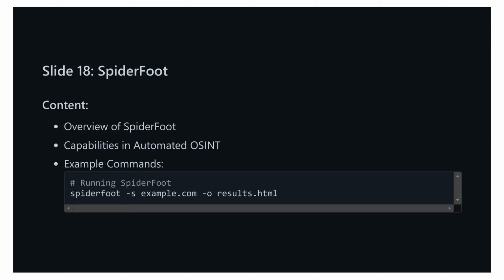To illustrate Spiderfoot in action, let's consider an example command: spiderfoot example.com -o results.html. Here we are instructing Spiderfoot to scan the domain example.com and output the results into a file named results.html. This command showcases the simplicity and effectiveness of Spiderfoot in providing a comprehensive analysis with minimal effort. In the next slide, we will delve into WHOIS lookups, another crucial method for gathering domain information.